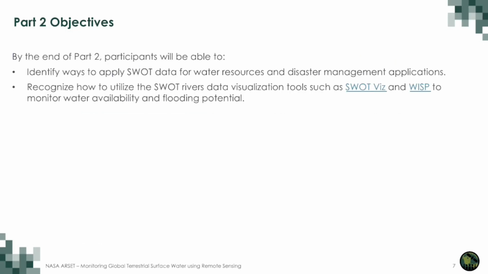By the end of part 2, participants will be able to identify ways to apply SWOT data for water resources and disaster management applications, and recognize how to utilize the SWOT Rivers data visualization tools such as SWOTViz and WISP to monitor water availability and flooding potential.